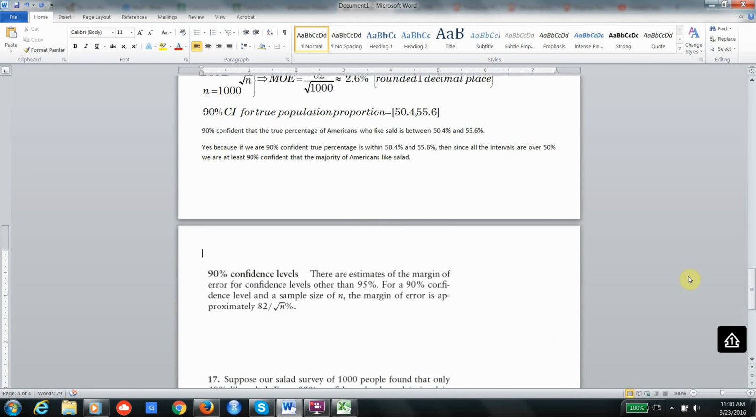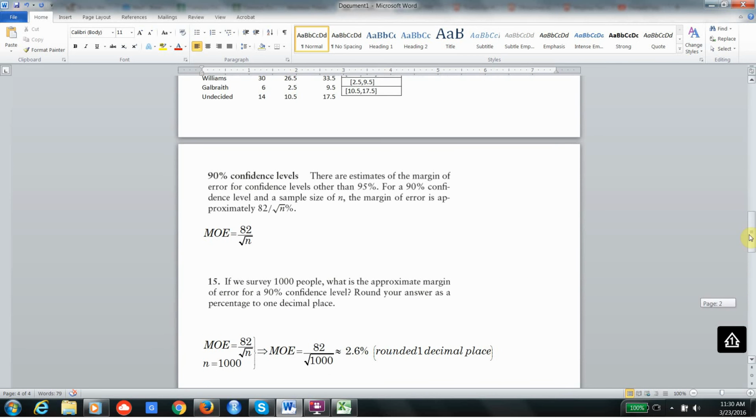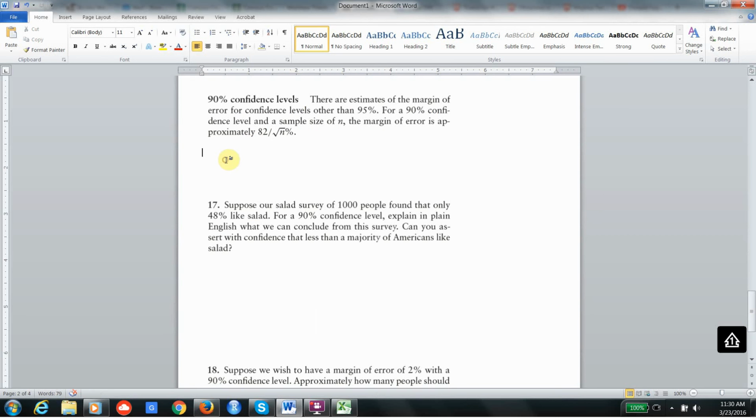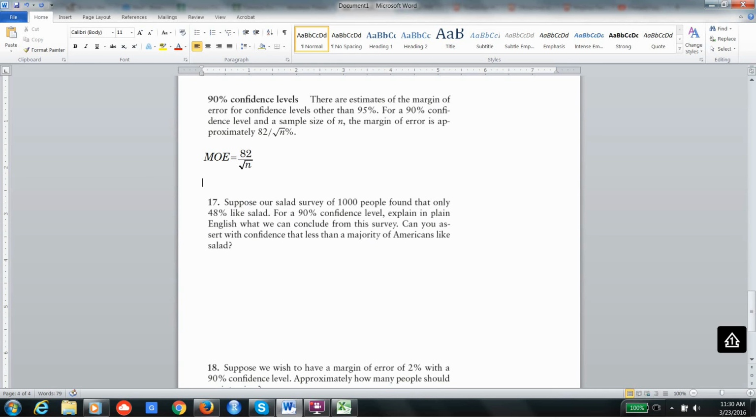Okay, so we're continuing on with this 90% confidence interval. I'm just going to take this formula that we have here. This is the margin of error for the 90% confidence interval. And suppose that now someone else took a survey and found that, say, 48% of the people like salad. And now we want to compute the margin of error and the confidence interval here.